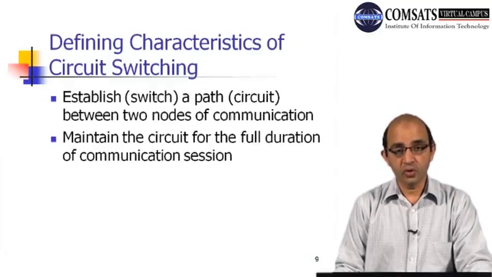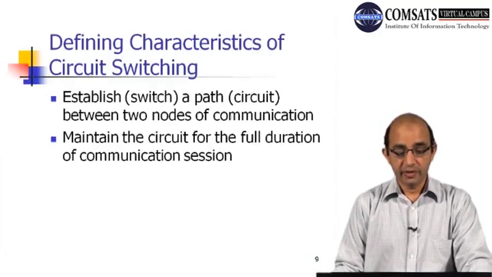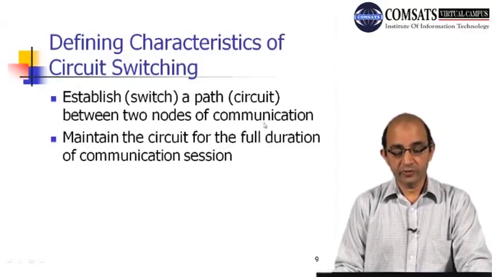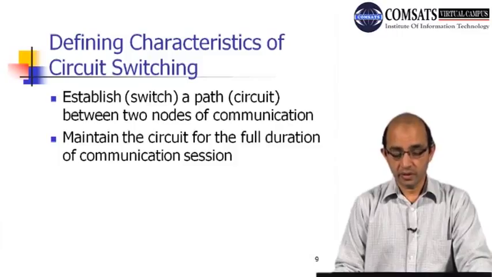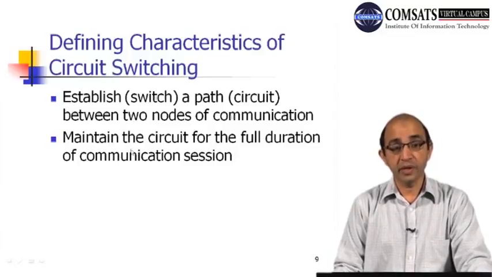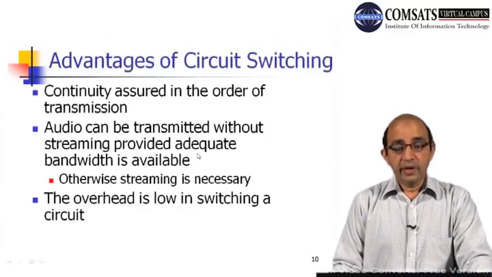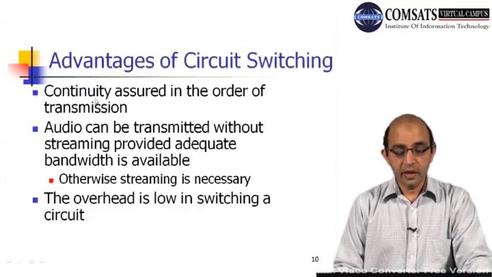So we have different characteristics that are involved in case of circuit switching. A path between two nodes of communication has to be first established, and then it has to be maintained throughout the whole duration of the communication. Maintain the circuit for the full duration. So this is also important: first we have to establish the path, then we have to maintain it. So here we have some of the advantages of circuit switching. Continuity is assured in the order of transmission.